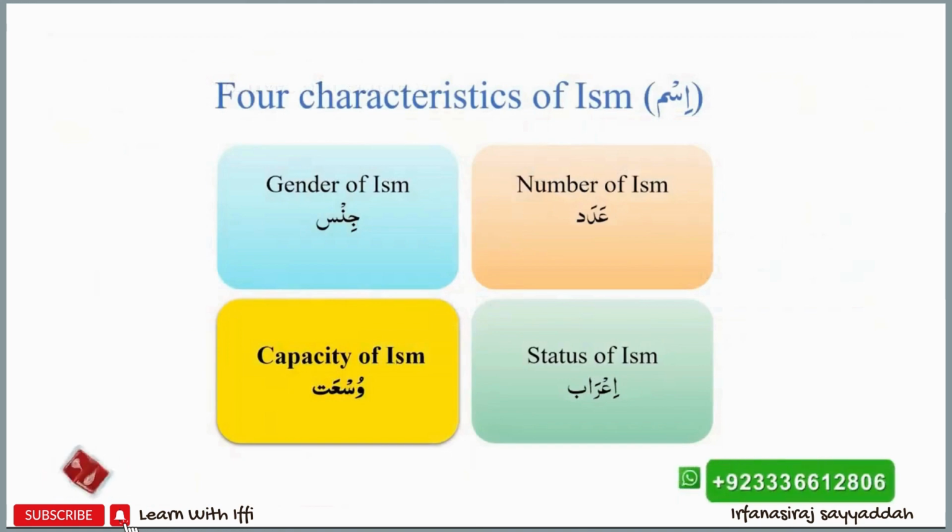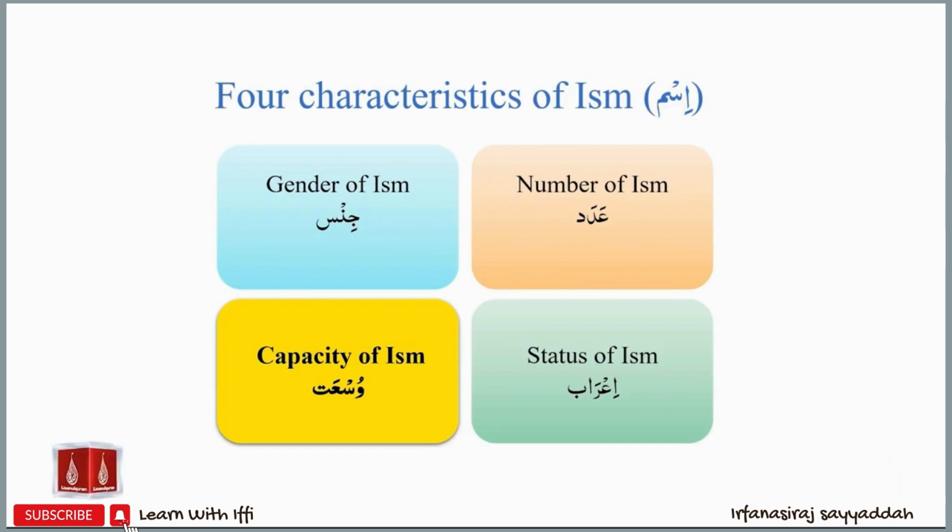In order for us to fully understand an ism and for us to be able to use that ism in a sentence, we need to know 4 characteristics about that ism. The first characteristic that we studied was the gender of the ism. From the standpoint of gender, an ism can either be masculine or feminine. The second characteristic that we studied was the number of ism or adad. From the standpoint of number, an ism can be singular or wahid, dual or musanna, plural or jama.